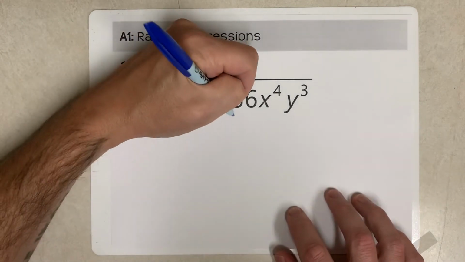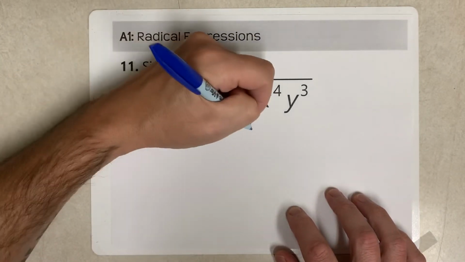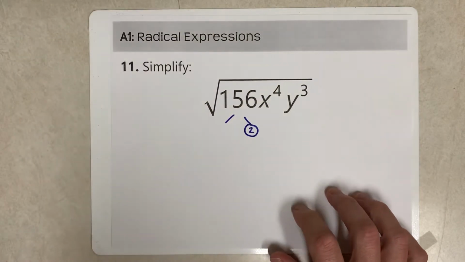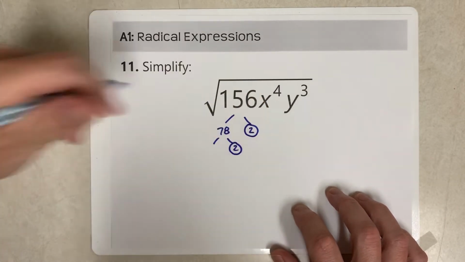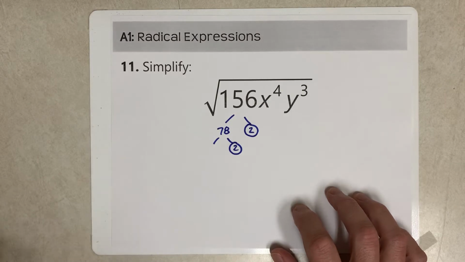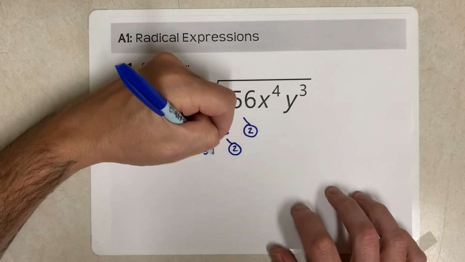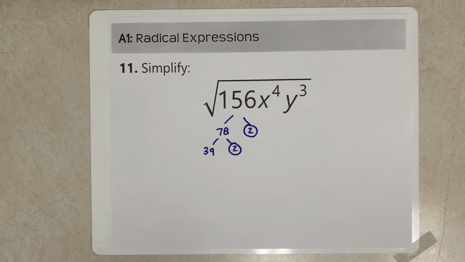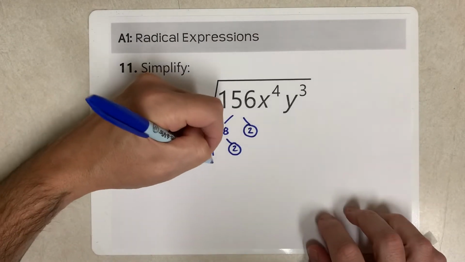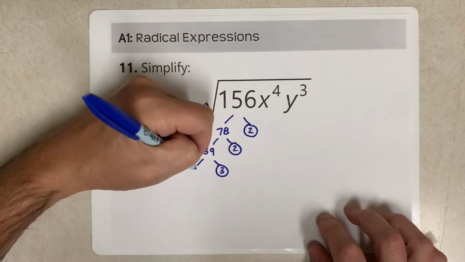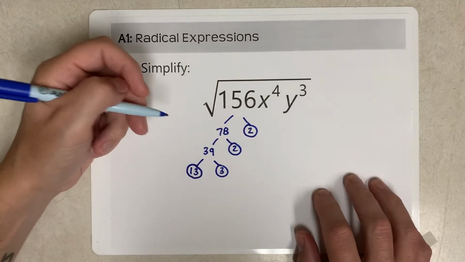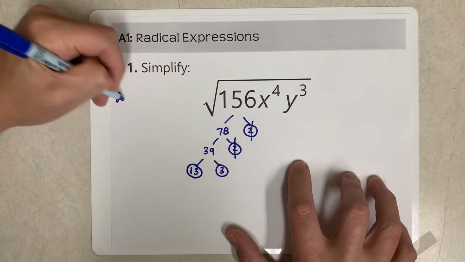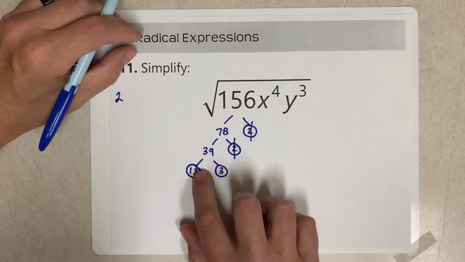All right, 156. The hardest thing about these is breaking down the number. Let's go with 2. So 156 divided by 2 would be 78. All right, let's go with 2 again. So we divide that by 2 and we get 39. I could keep going. 39 is going to be 13 times 3. But both those numbers aren't going to have a pair anyway. So now I have a pair of 2's. Okay, now the 13 and 3 are going to stay.